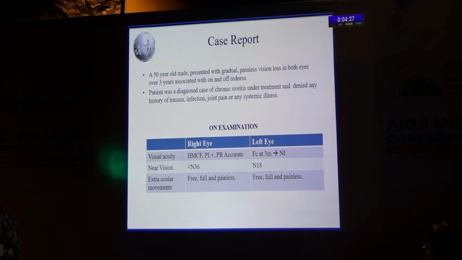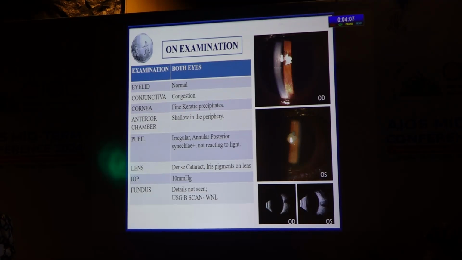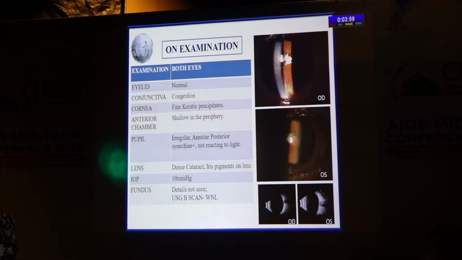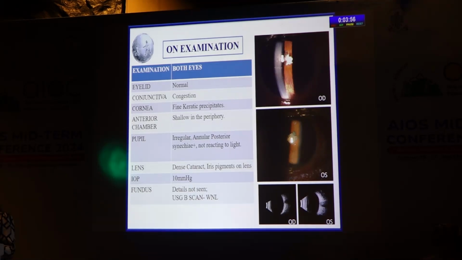Case report. A 50-year-old male presented with gradual painless vision loss in both eyes over 3 years associated with on and off redness. Patient was a diagnosed case of chronic uveitis under treatment and denied any history of trauma, infection, joint pain or systemic illness. Visual acuity in right eye was HMCF, PL positive, PR accurate, and in left eye was finger counting at 3 meters. On examination of both eyes, the conjunctiva was congested, cornea showed fine keratic precipitates, anterior chamber was shallow in the periphery, and annular posterior synechiae was noted and dense cataract was present. IOP was 10 millimeters of mercury and fundus details were not seen due to cataract.